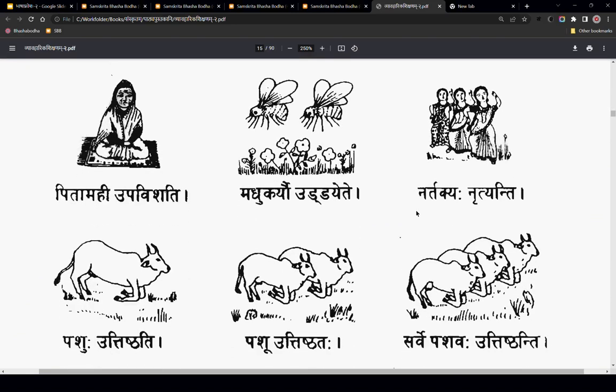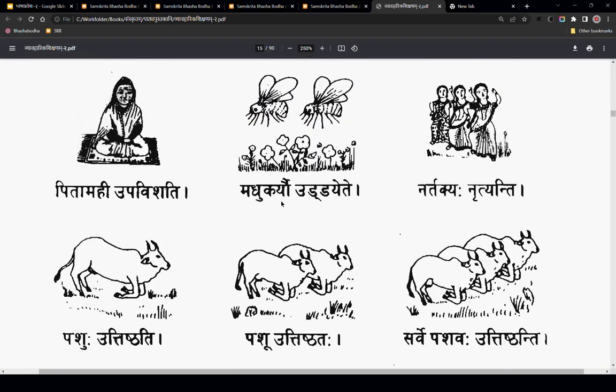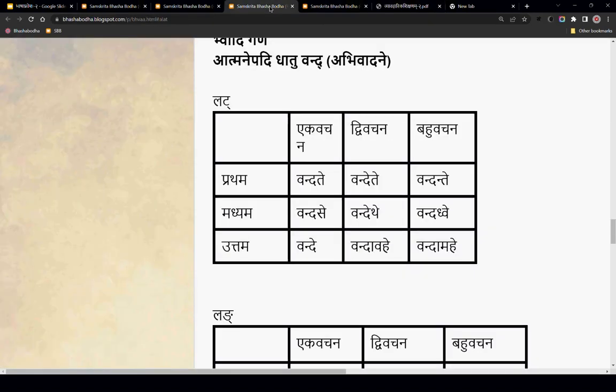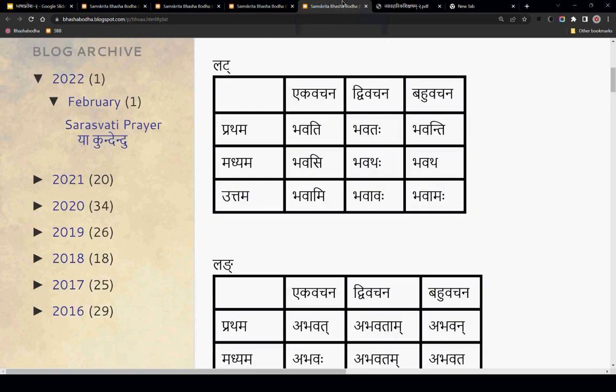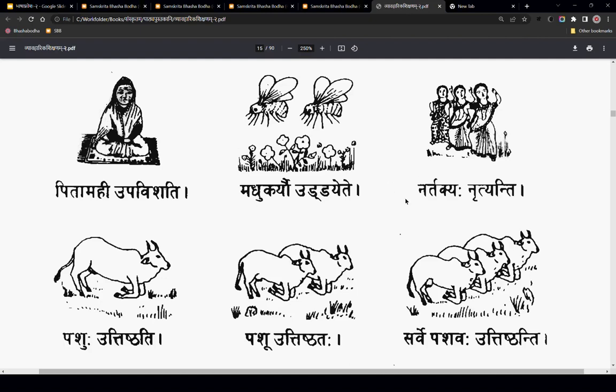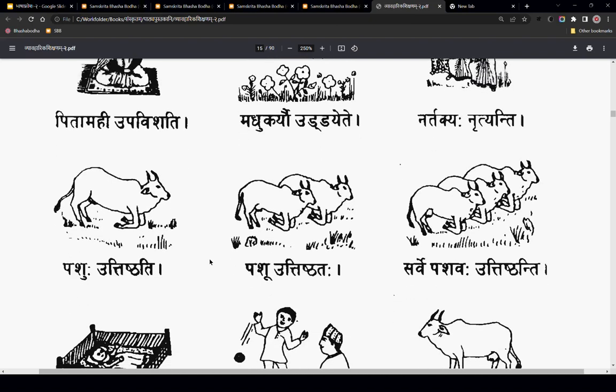Okay. So madhukari, madhukaryau, the bhramarah. So they use the word madhukari. Uddayete. So here uddayate, uddayete. So that takes the form like vandate, vandete, in dvivachana, uddayete. So that form is given here. Nartaki, nartakyah nrityanti. All that.